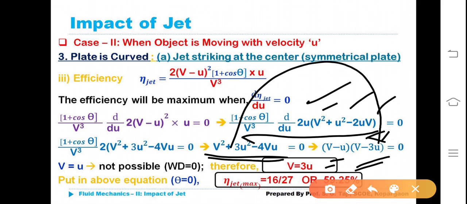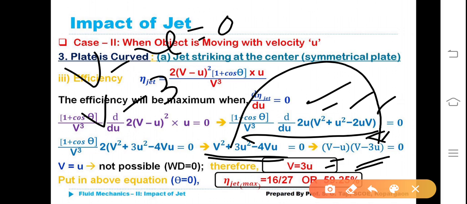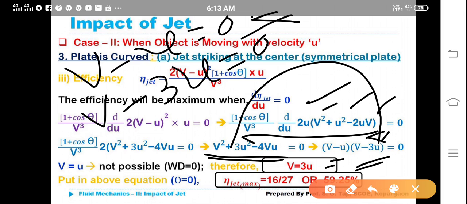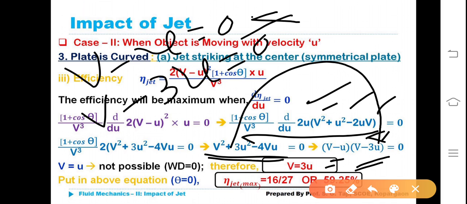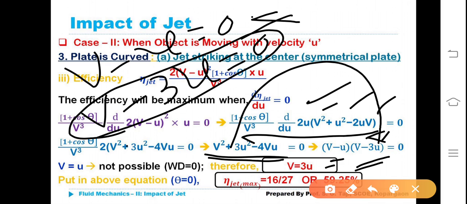That means v minus u is equal to 0, one solution, and v minus 3u is equal to 0, another solution. The first one we cannot consider because v cannot become equal to u. In case it becomes equal, then no work is being done. So it is quite impossible as a practical case. That's why only the second solution, v minus 3u, should be taken equal to 0.